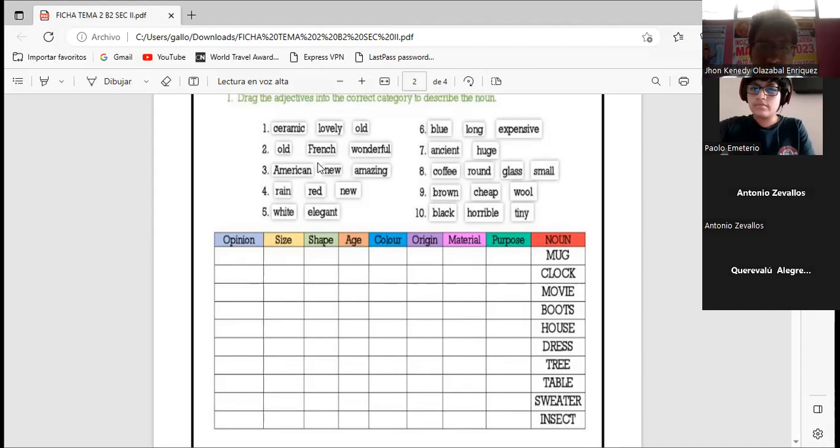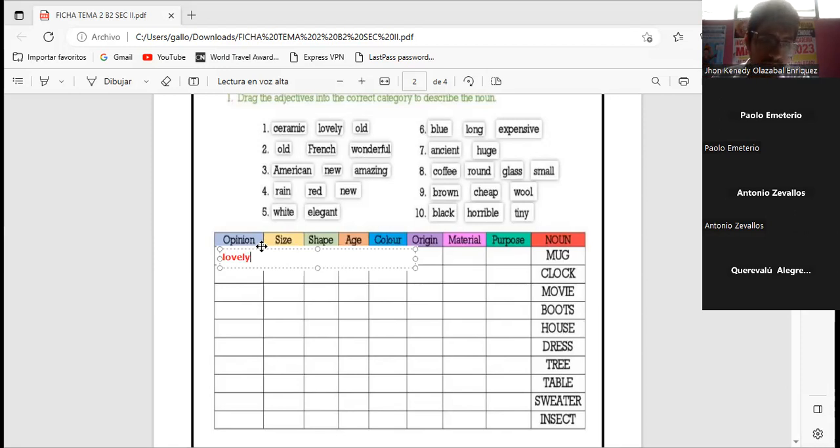Teacher, I don't know exactly what this is. Old, French, wonderful. American, new, amazing. Great, red, new. For example, teacher, number 10. This is ceramic, lovely. Lovely, what is it? A color, origin, material, purpose? Lovely is opinion. Opinion, nice, Paolo. He is lovely. Teacher, es encantador. Ceramic is material. Material, nice.